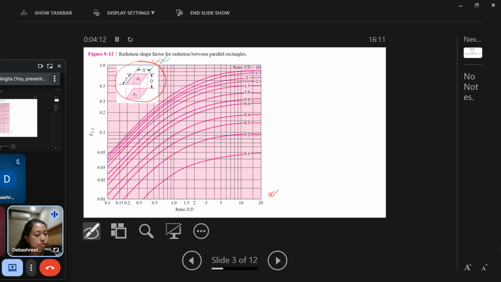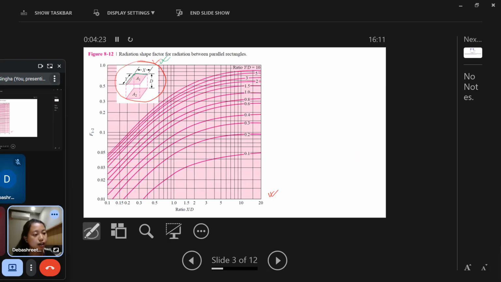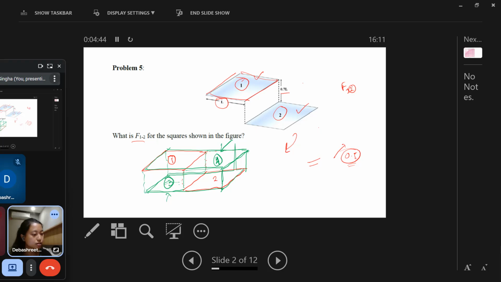Here, one side of the top surface is x, another side is y for a rectangle. But in the case of a square, both x and y are the same, and d is the distance between the two surfaces. So we have the y by d ratio and the x by d ratio. Then we can directly calculate F12, where this one is the upper surface and 2 is the lower surface. We will calculate x by d and y by d in our case. This is x, and this is y.